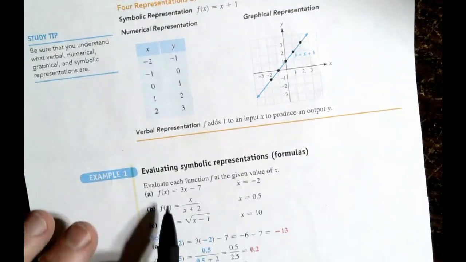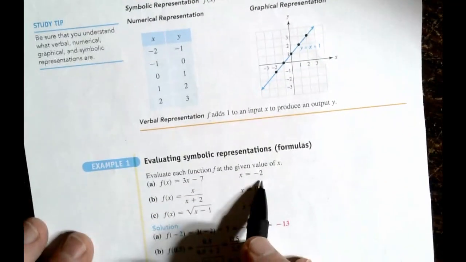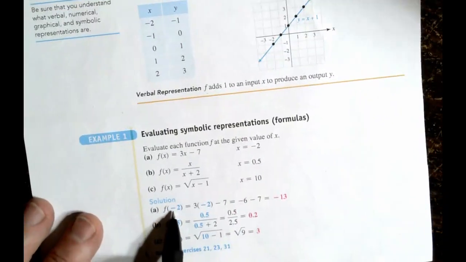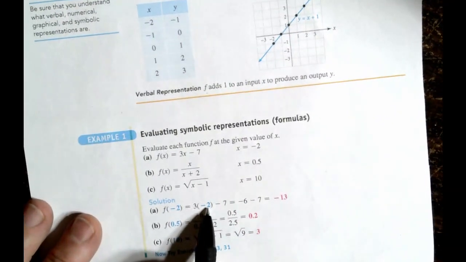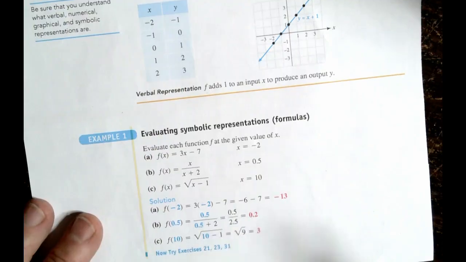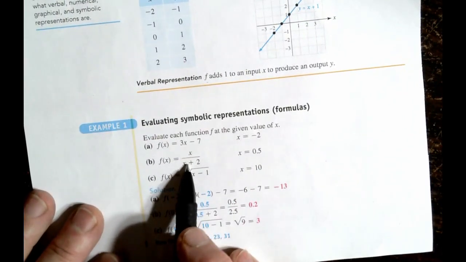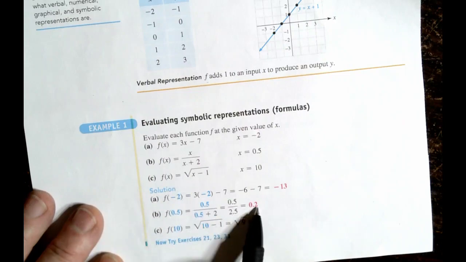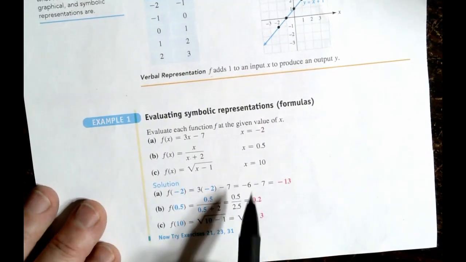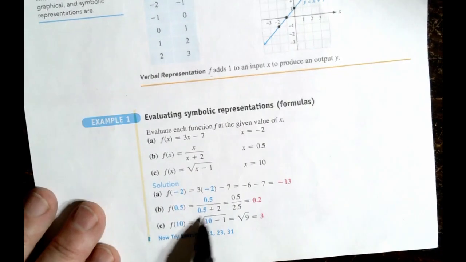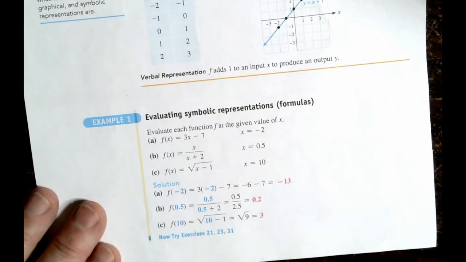So on this one, f of x equals 3x minus 7, and they say plug in minus 2. So f of minus 2 equals 3 times minus 2 minus 7, and you multiply it out and you get your answer. Put 0.5 in there for x, and you get this, and you simplify it down using your calculator. Now plug in a 10 there, and so it's the square root of 10 minus 1, which ends up giving you just 3.